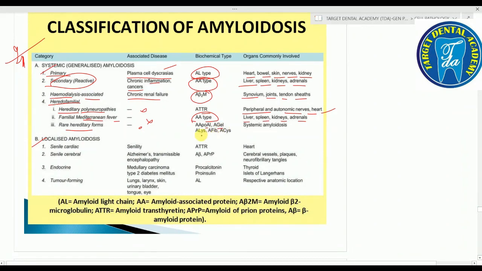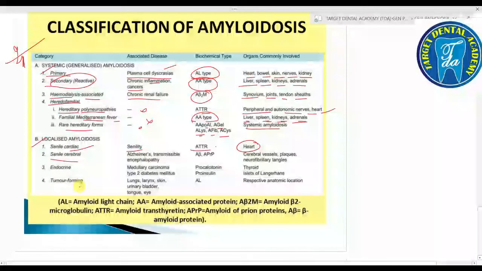AGel, AL, ALys, AFib and ACys. So commonly involved are the liver, spleen, and adrenal in systemic amyloidosis. While in local amyloidosis, it may be senile cardiac, which includes senility, and the biochemical type is ATTR, which means amyloid transthyretin, and it commonly involves the heart.